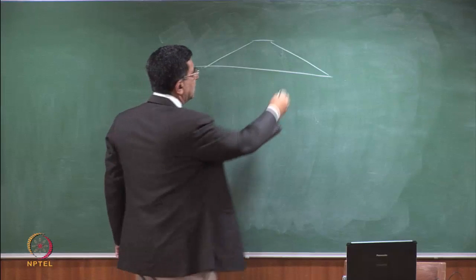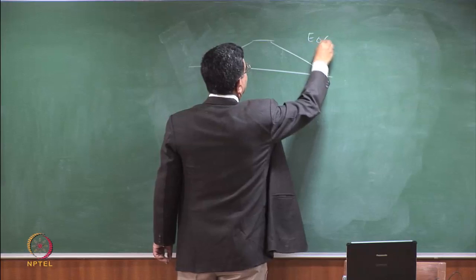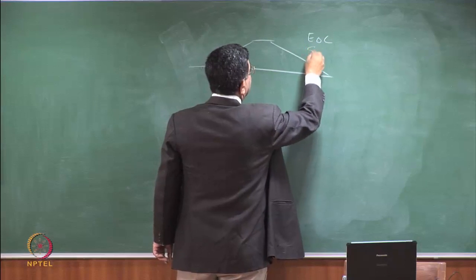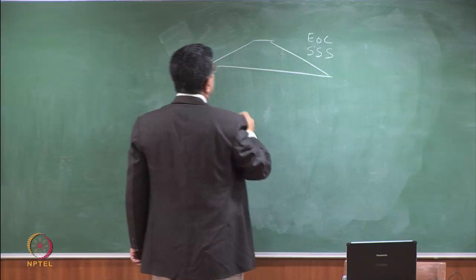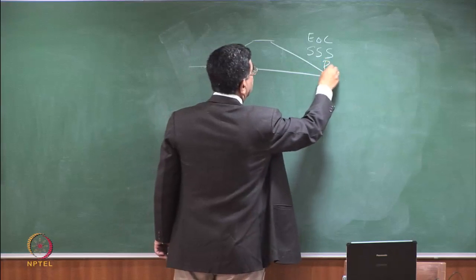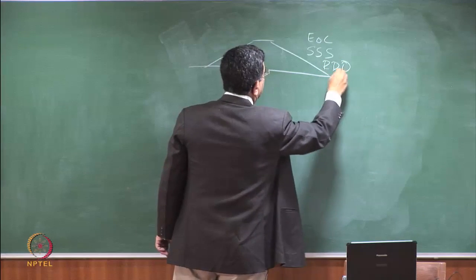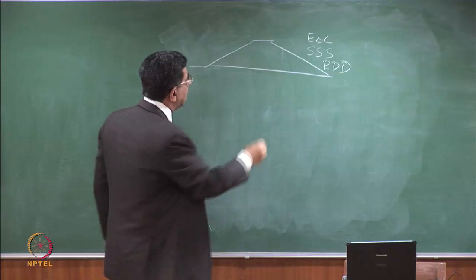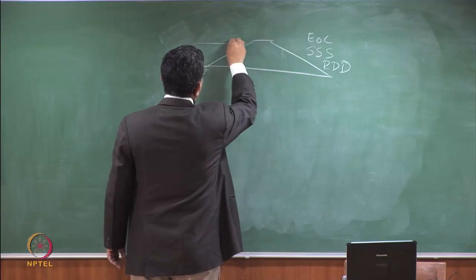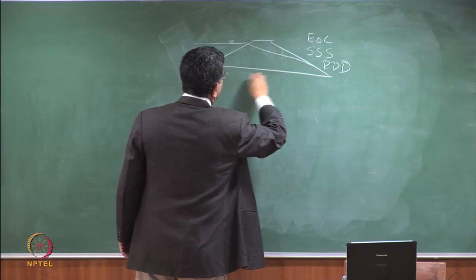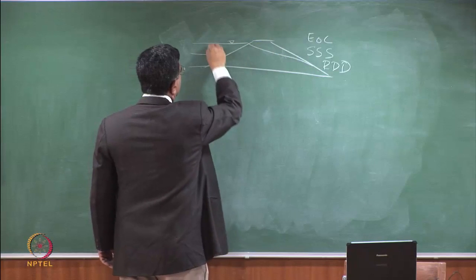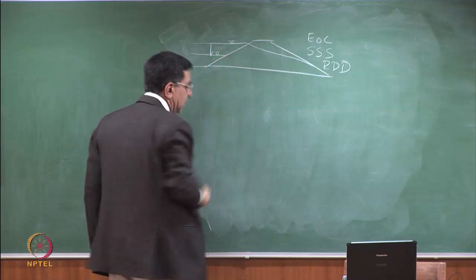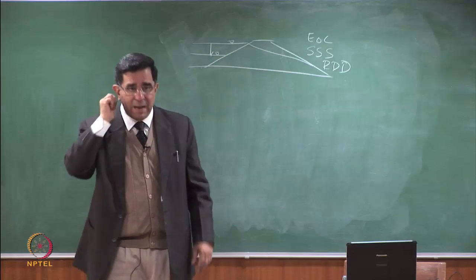End of construction, steady state seepage, and rapid drawdown. End of construction means the embankment after compaction as it has come up. Steady seepage means the reservoir has become full and there's a phreatic line which has developed, and rapid drawdown means this falls rapidly to a lower level. That's what we do for an embankment.